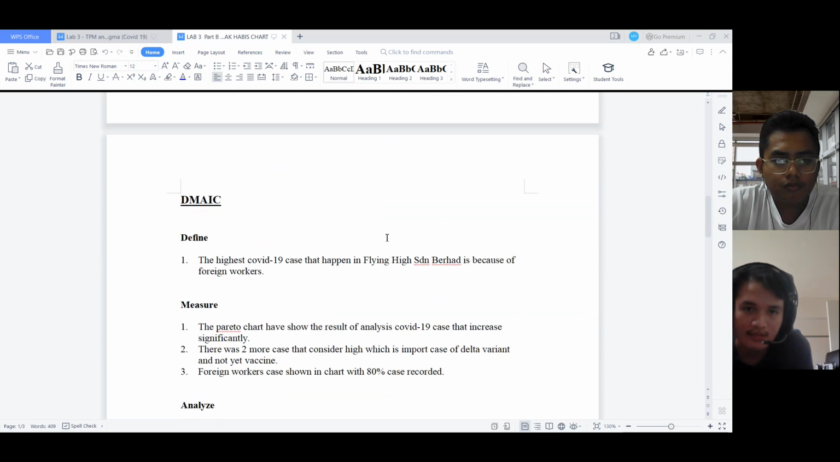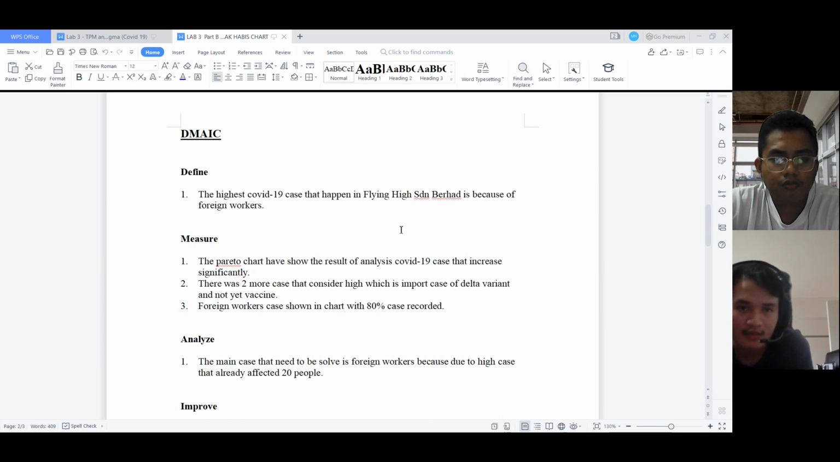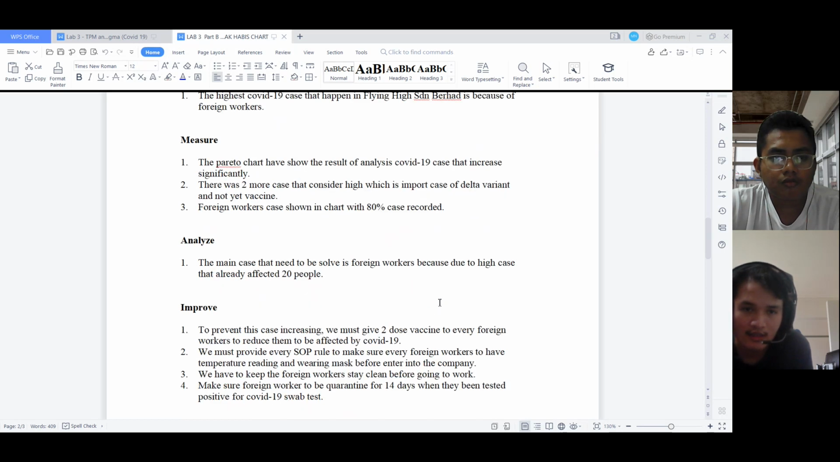So for DMAIC, firstly is Define. The highest COVID-19 cases that happened in Flying High are because of the foreign workers. And then Measure. The Pareto chart shows the result of the analysis of the COVID-19 cases that increased significantly. And then there were two more causes considered high, which are imported cases of the Delta variant and not yet vaccinated. And the third one is foreign workers' cases, shown in the chart with 80% of cases recorded.